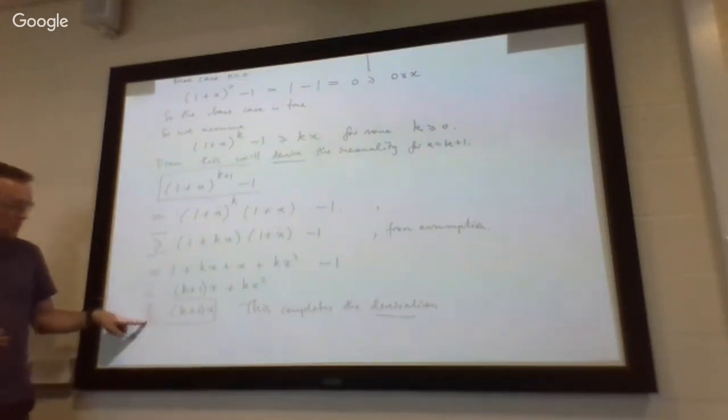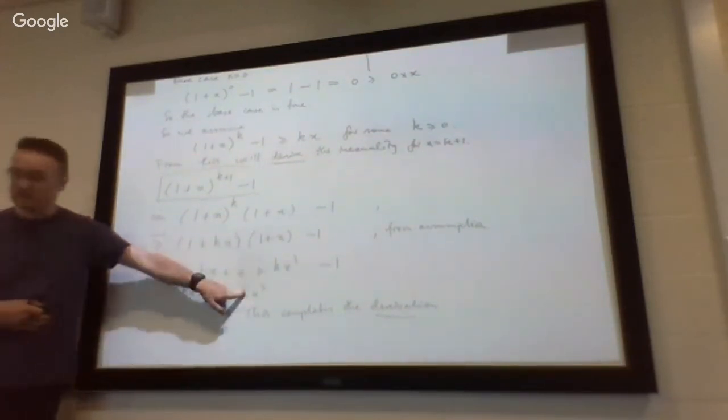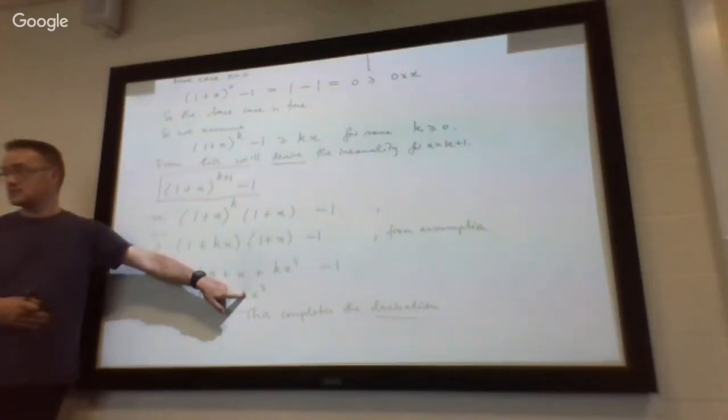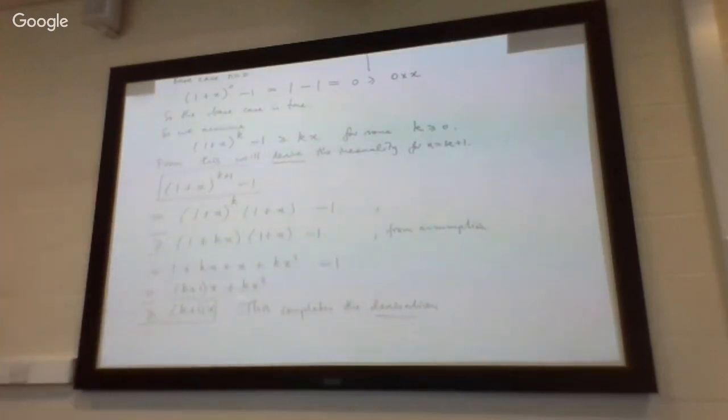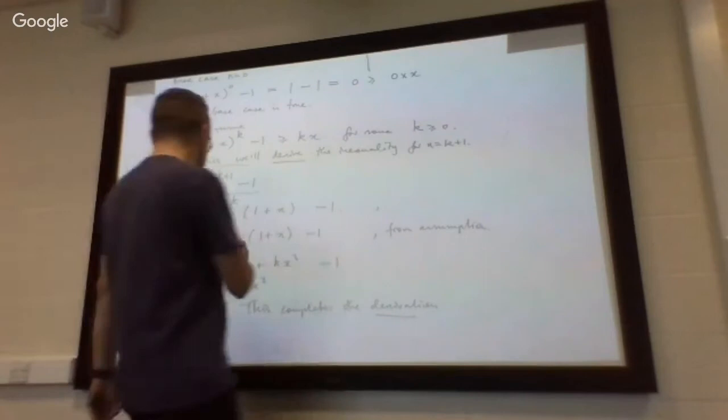And then we did another inequality, but this inequality comes from forgetting this, because this is a non-negative bit. Because k is bigger than or equal to 0, x is bigger than or equal to 0. If it's greater than all of that, then it must be greater than a bit. I don't know how to write that.